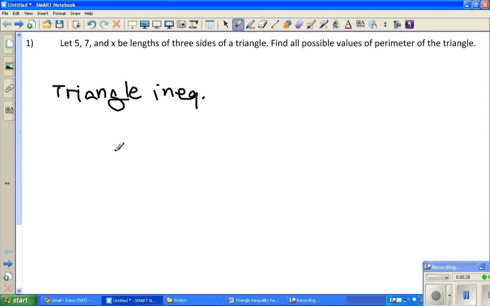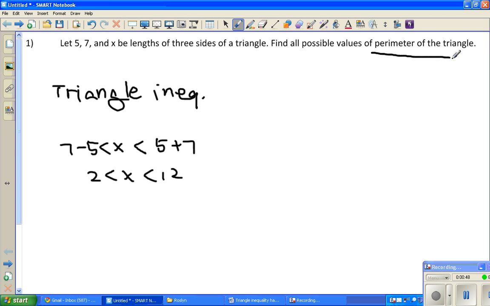we realize that x basically can be between two numbers. Sum here, which is 5 plus 7, and then difference, 7 minus 5. Meaning we realize that x is between 12 and 2. Alright, now, so we realize we are looking at the perimeter of the triangle, not the value of x itself. So how do we get the perimeter?